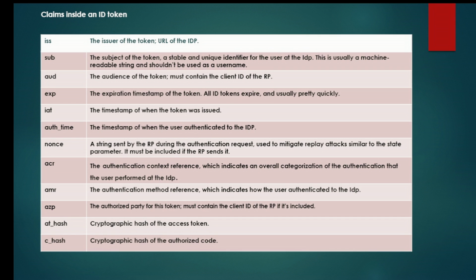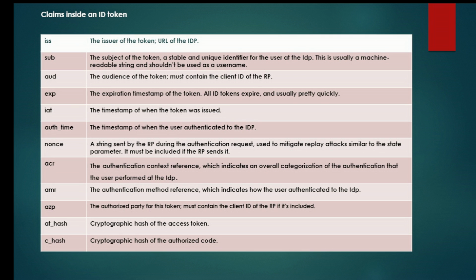So what we have, claims inside an ID token. These are the standard, but it's not only this much. You can pass additional claims of the user also in the ID token. That is the user membership, user title, user groups, user role. Okay, whatever information is present in the directory server, you can pull those and add in the ID token.